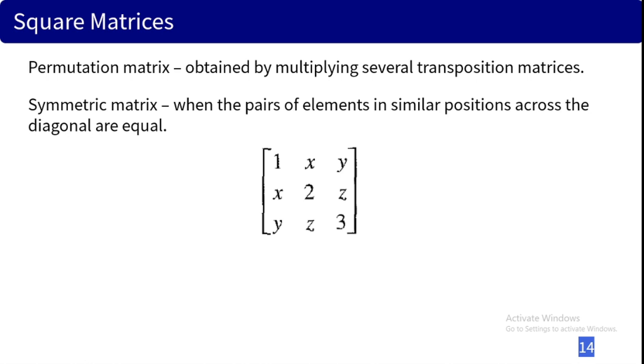A symmetric matrix is a square matrix with pairs of elements in similar positions across the diagonal, where these elements are equal. Just like this example shown below, we can see that the pairs of elements across the diagonal are equal. The elements across the diagonal, such as this y and y, are the same, just like the g and z. So these pairs of elements are equal across the diagonal.